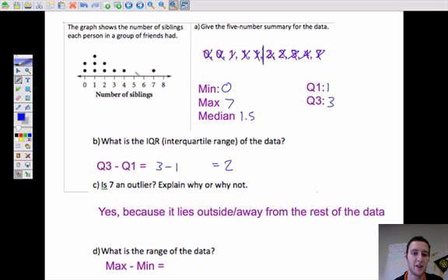But there's nothing really between the 4 and the 7. So yes, I would call that an outlier. The range of the data then, we'll just take our maximum minus the minimum, 7 minus 0, and we get a range of 7. So that's what you should have had for that part of the test.